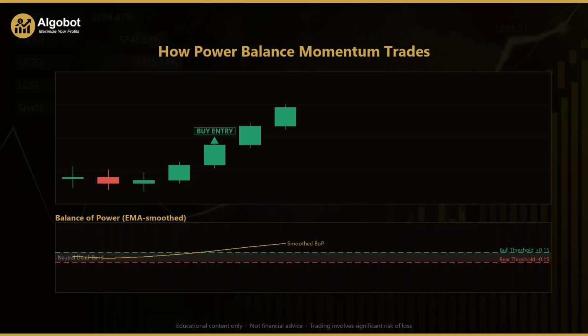At that moment, the expert advisor places its stop loss below the entry, at 2 times the ATR, and its take profit above, at 3 times the ATR, a reward to risk of about 1.5 to 1. Now follow the trade. The candles that follow keep pressing higher, each one closing in the upper part of its range, and the smooth balance of power line stays elevated well above the threshold, confirming that momentum is still with the buyers. Price grinds up toward the take profit target, and a few candles later it reaches it.